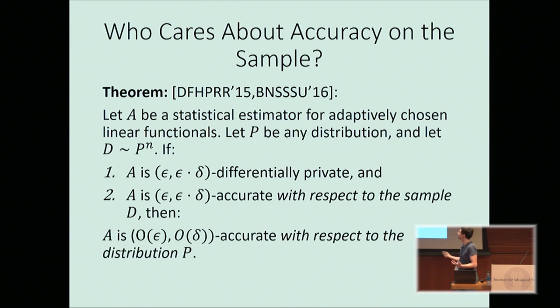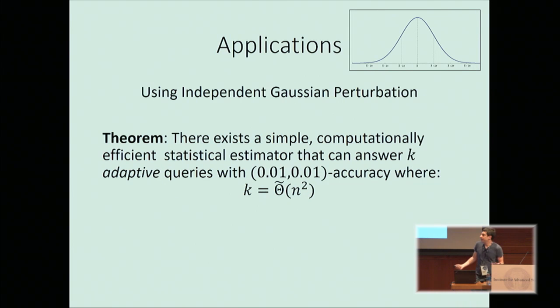Okay? So it reduces the problem of accurately answering, with statistical validity guarantees, adaptively chosen queries to the problem of privately answering adaptively chosen queries, where you only need to guarantee accuracy with respect to the sample. Now, fortunately, there's about a decade of work studying exactly that problem. Kunal told us about some of it.